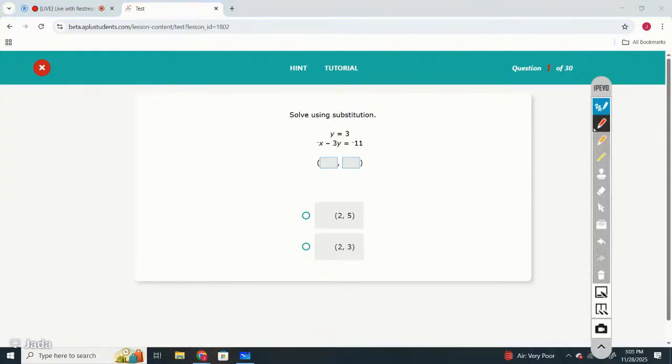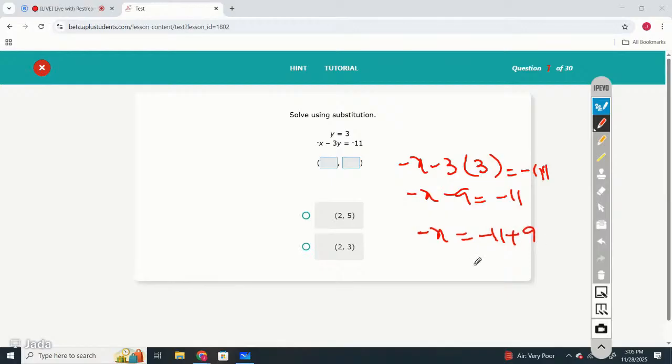So let's substitute y equals 3 in equation 2. So negative x minus 3 times y, the y is, I think 3 or negative 3. I think 3 it is. And that equals negative 11, right? So negative x minus 9 equals negative 11. Add 9 both sides. So negative x equals negative 11 plus 9.